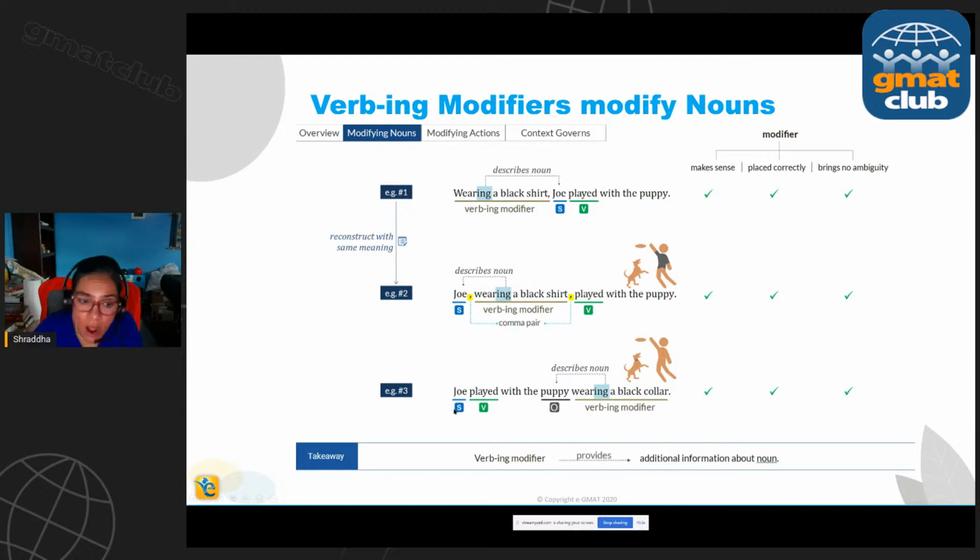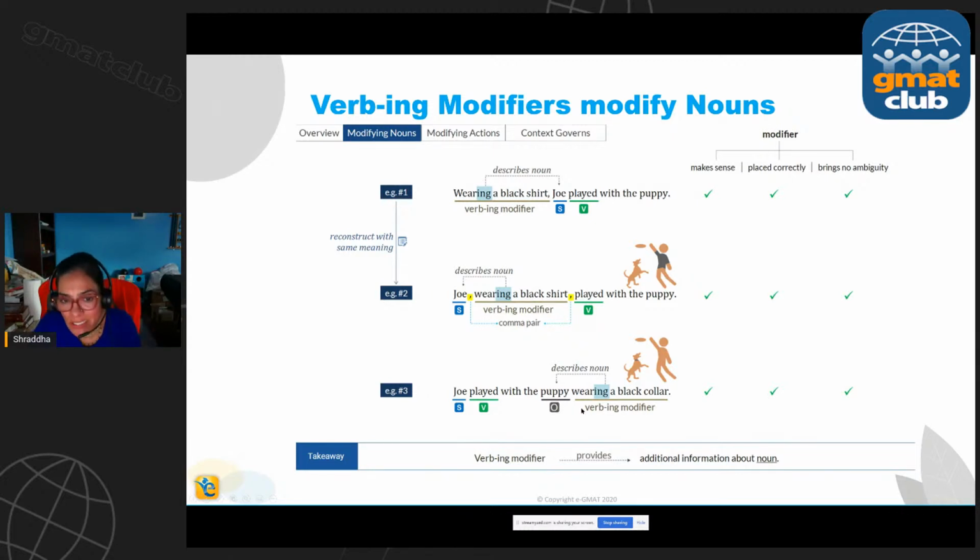Another variation of this sentence with a little bit of change in the wording: Joe played with the puppy wearing a black collar. So, what is the difference here? What we see here is that now it is wearing a black collar, and we know that only pets wear collar. So, that's why this modifier, wearing a black collar, has been placed right next to puppy. There is no comma, nothing at all. And that's how we use a noun verb ing modifier to describe the preceding noun.